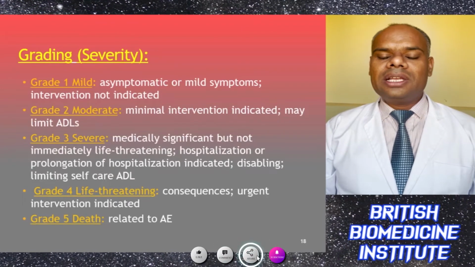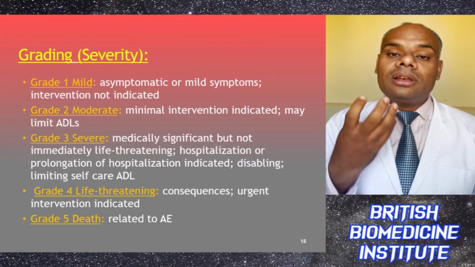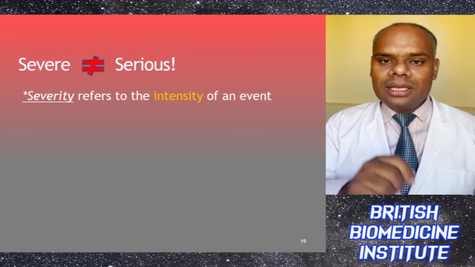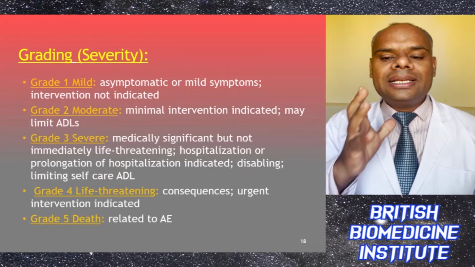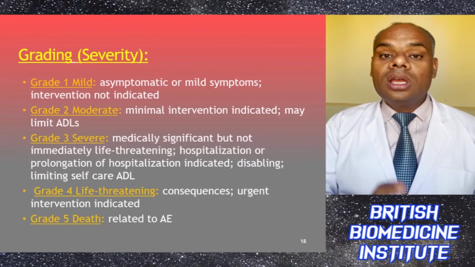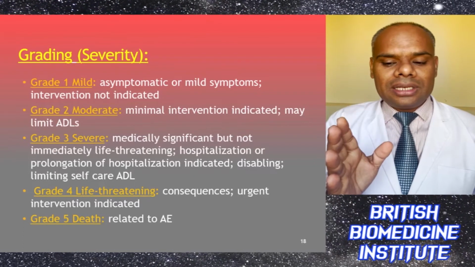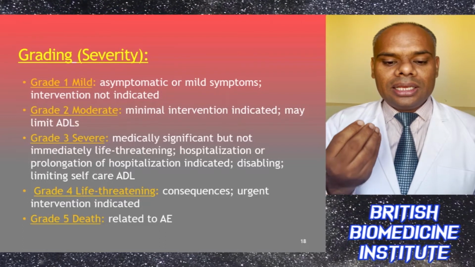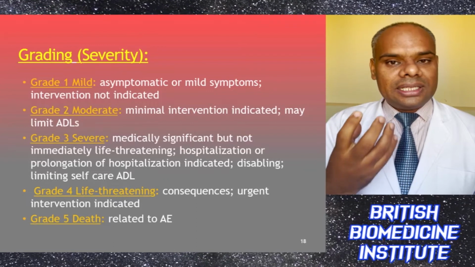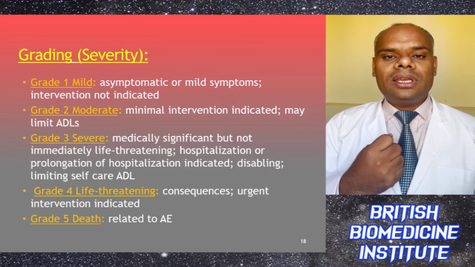So grading, or we can say severity, can be graded as mild, moderate, severe, life-threatening, or death. Grade 1, also known as mild, is asymptomatic or mild symptoms, and intervention is not indicated. Grade 2, moderate, basically minimal intervention is indicated and it may limit ADL. Grade 3, we can say severe, medically significant but not immediately life-threatening.